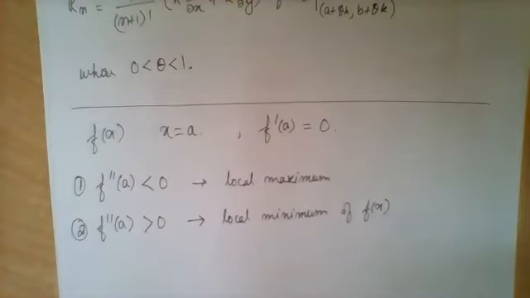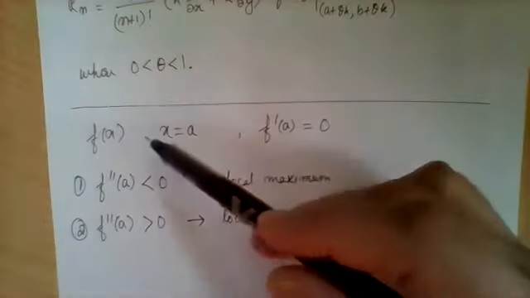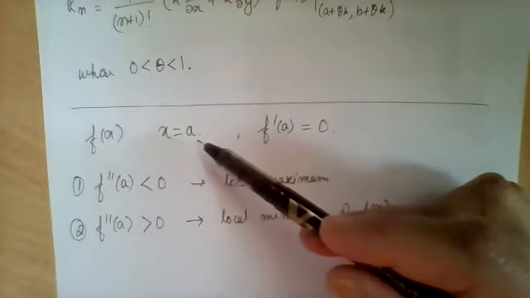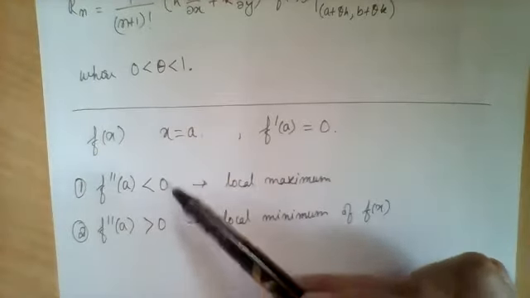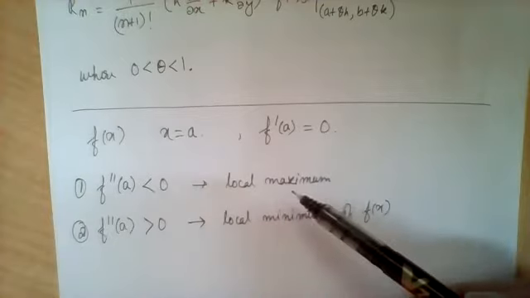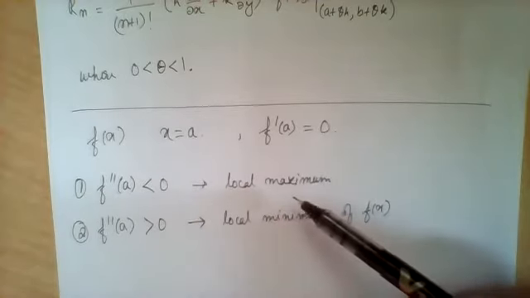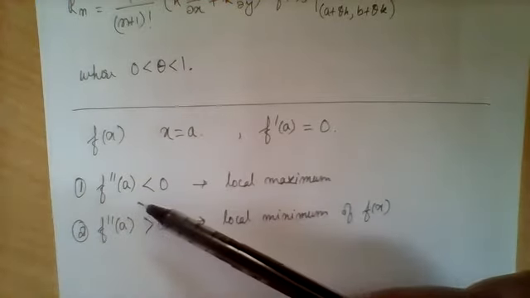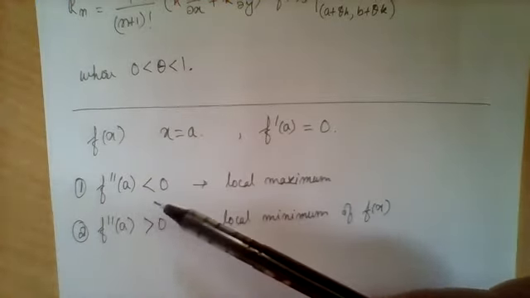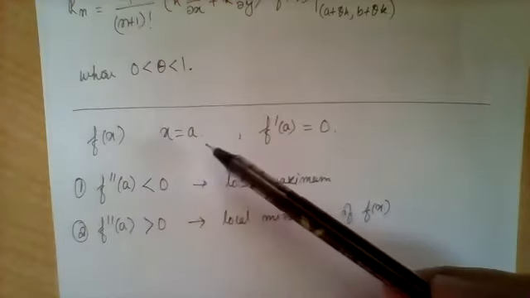So that is for a function of a single variable. For a function of a single variable, a is a critical point where the first derivative is 0, and the sign of the second order derivative determines whether the critical point is a point of local maximum or a local minimum. For a function of one variable, it is the sign of the second order derivative that determines if the value of the function at the point is maximum or minimum.